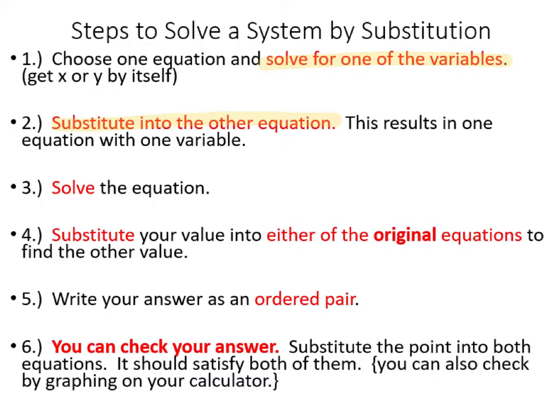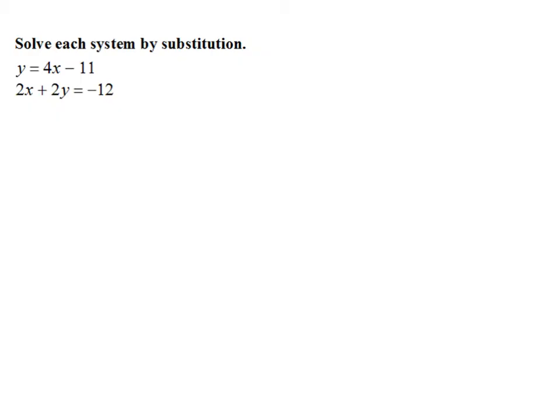This results in one equation with one variable. Then you will solve the equation, substitute your value into either of the original equations and find the other value. Then finally write your answer as an ordered pair. And lastly, you can check your answers by substituting the point into both equations, and it should satisfy both of them. In our first example, the two equations are y equals 4x minus 11 and 2x plus 2y equals negative 12.